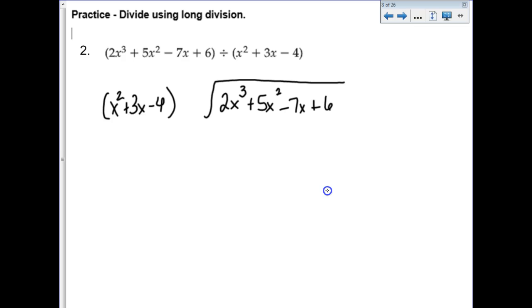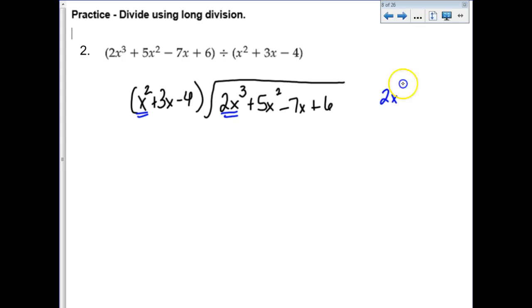All right, I don't know why that's so far over. There we go. All right, divisor, 2x to the third divided by the divisor's lead term of x squared. So I like, even to this day, guys, I still write this off to the side because this is easy to mess up. So this becomes a 2x.